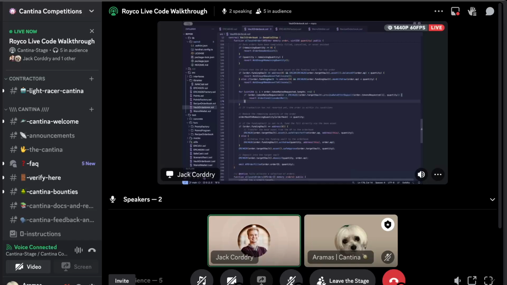So this is the only point where 4626i is actually interacting with the order book. It's just making sure, hey, is this user actually receiving the rewards that he wants? And if he is, then we can deposit him into that vault.